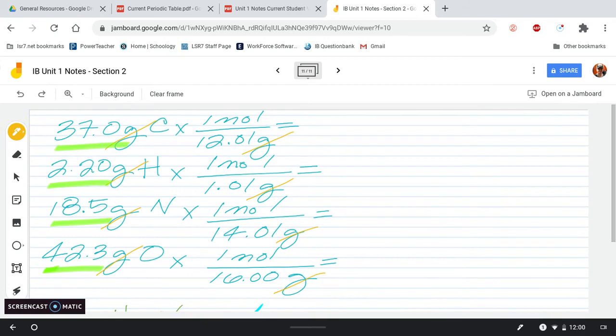Okay, hopefully you got these numbers. I'm going to write them out. You hopefully rounded correctly. So we would get 3.08 moles. We would get 2.18 moles. We would get 1.32 moles. And the last one we're going to get is 2.64 moles.